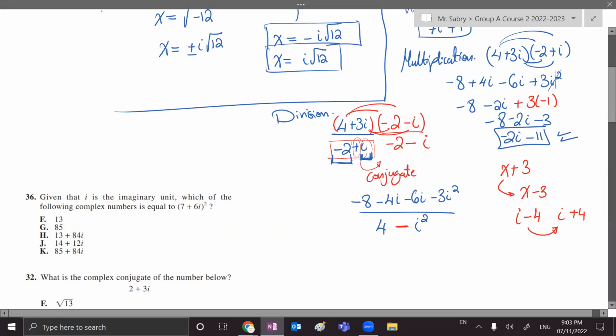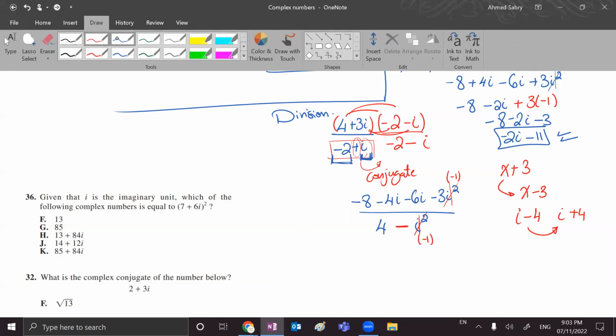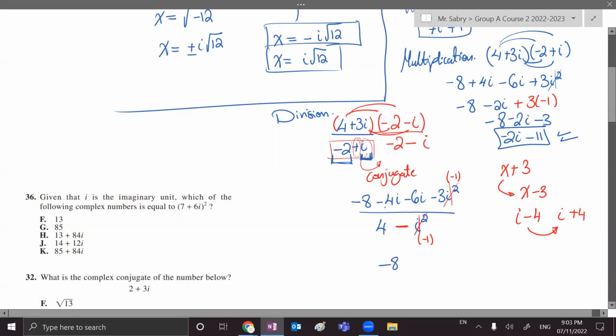Any i to the power 2, we said we should remove it and put negative 1 instead. So this one should be removed and substituted with negative 1. This one too. And that's what we're going to do. So I write the negative 8 as it is, and add negative 4 minus 6i, which is negative 10i. Then instead of negative 3i squared, I'll write positive 3, because it's negative 3 times negative 1. All of this is over 4 and negative which becomes plus 1. Negative 8 plus 3 is negative 5 minus 10i, over 4 plus 1 which is 5.